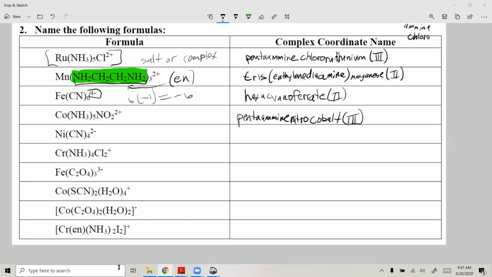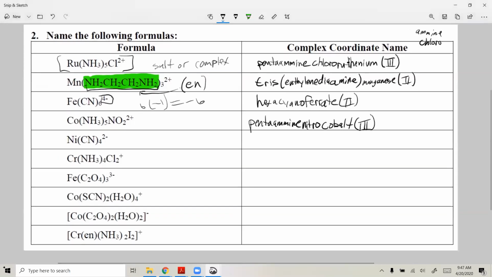So it should be pentaamine nitrile, and then we have that metal cobalt with our 3. Because it's not an anion, and this one is still a positive charge, we're leaving it as just cobalt. Otherwise, you did very well on that part. Just remember, as you're listing them, alphabetize your ligands first and then worry about how many of them you have. Any questions on that part?